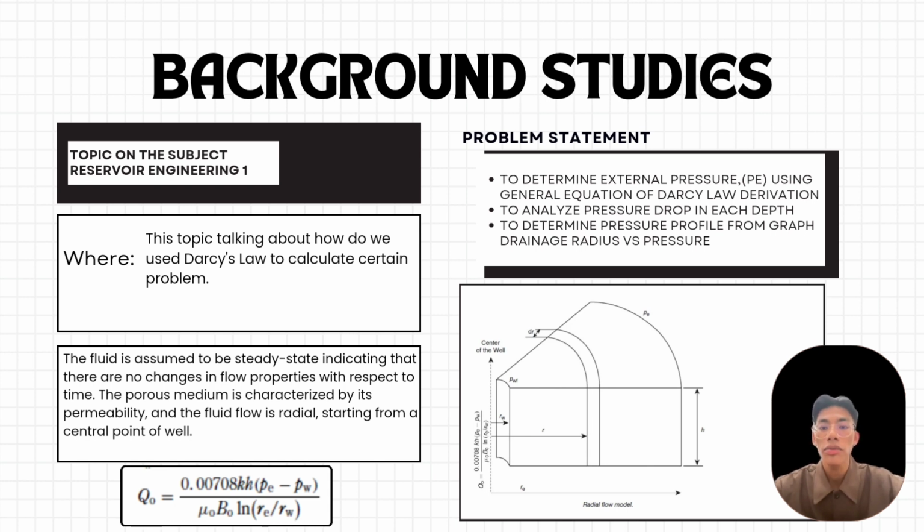There are 3 problem statements we have discovered. The first one, to determine external pressure, PE, using the general equation of Darcy's law derivation. Second one, to analyze pressure drop at each depth. And the last one, to determine the pressure profile from the graph of drainage radius versus pressure. So in the picture below, we can see the reservoir in radial flow.